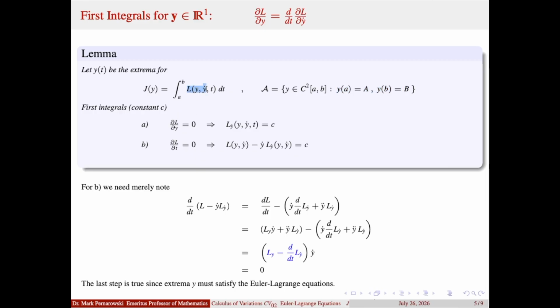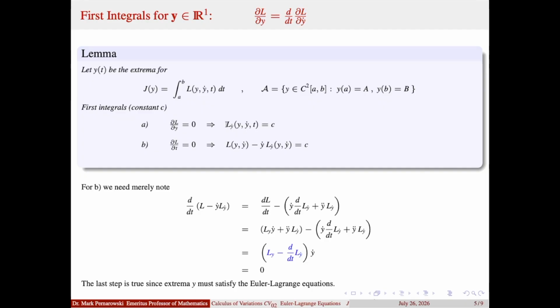Suppose this function L does not have y occurring explicitly. Imagine a formula, as complicated as it is, that's got t's and y dots, but no y's explicitly. That means the partial of L in y is 0. Well, if the partial of L in y is 0, that's 0 in the Euler-Lagrange equation above. It would be 0 is equal to the total derivative of something. That means the something has to be a constant.